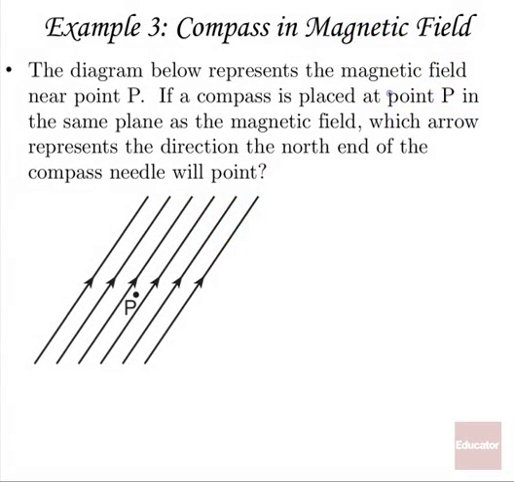All right, let's take a look at a problem with the compass in a magnetic field. The diagram below represents the magnetic field near point P.